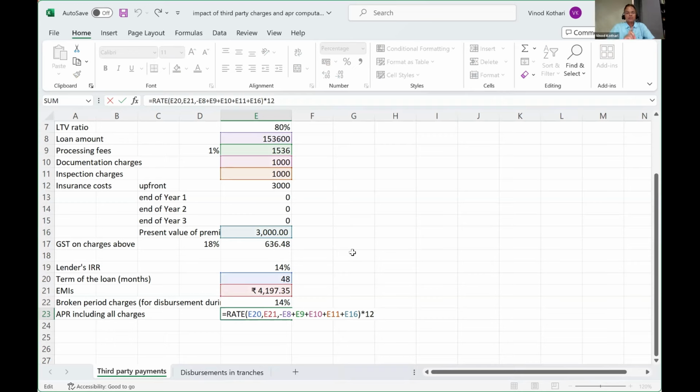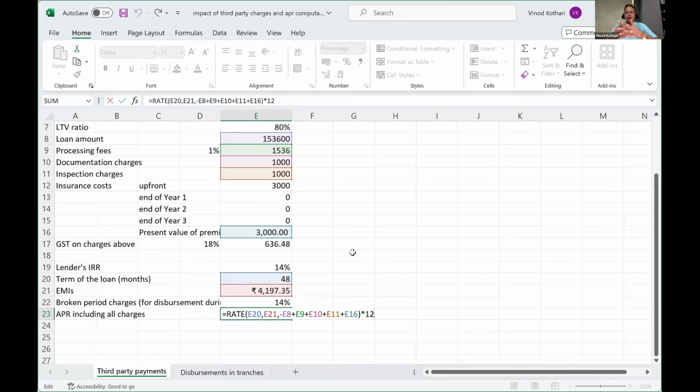I have not taken, remember, the GST on these, because it's very clear GST is something that I'm collecting for payment to the government. I'm not including GST on the charges as a part of APR computation. So I'm including upfront charges by whatever name called: processing fee, documentation charge, inspection charge. I'm including the third party payment, insurance costs, as well. I'm not, however, including the GST on each of these, because that is something that I'm collecting for payment to the government. The payments are net of taxes, meaning I'm not going to include GST as a part of these. So that's how we compute the APR. I've applied the rate formula.